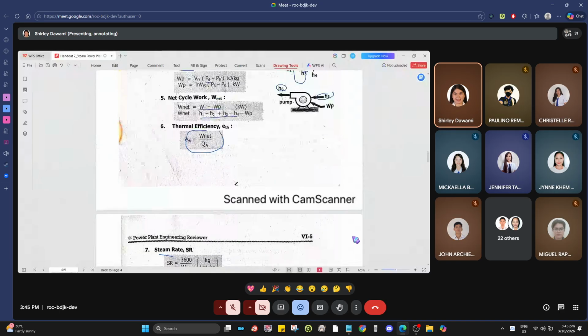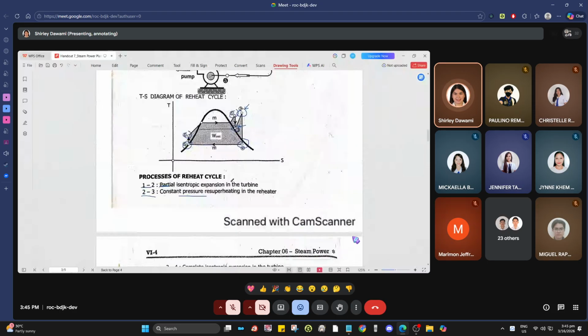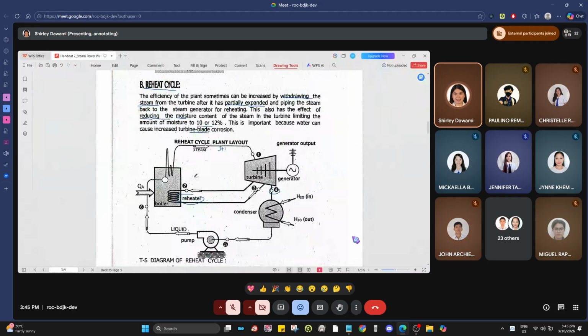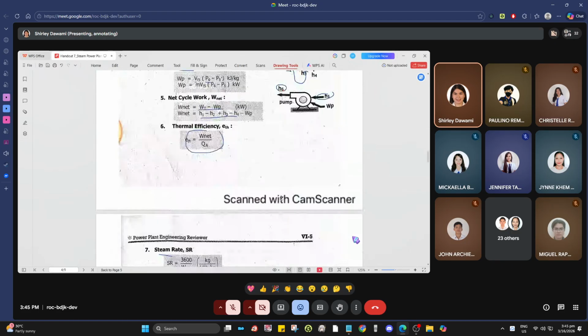Okay, any questions for reheat? So remember, the reheat cycle has a reheater. The steam undergoes partial expansion, then after partial expansion it undergoes superheating and becomes superheated steam again. Then another expansion, which is the complete expansion.